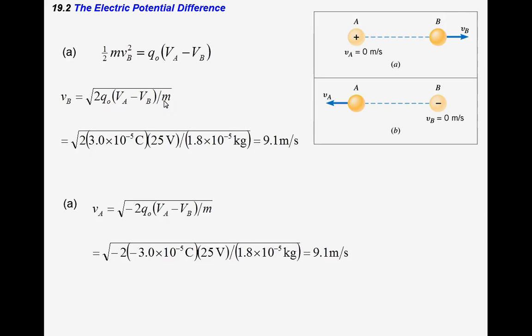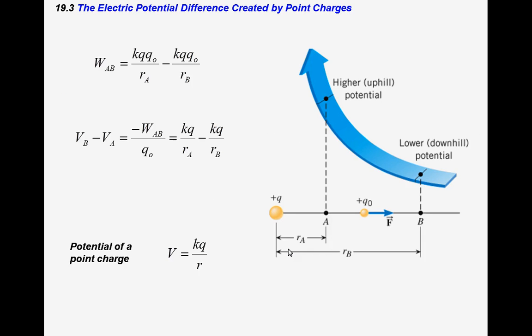They'd have to give it to us, or if I told you on the homework or a quiz or exam that we're talking about an electron or a proton, you could look up those mass values. And we would get that this particle moving in this field would get to a velocity of 9.1 meters per second. Likewise, if it was a negatively charged particle moving the other way through the same potential, it would also be 9.1 meters per second. Just pointing out the fact that a negative charge behaves exactly the opposite of a positive charge in an electric field.